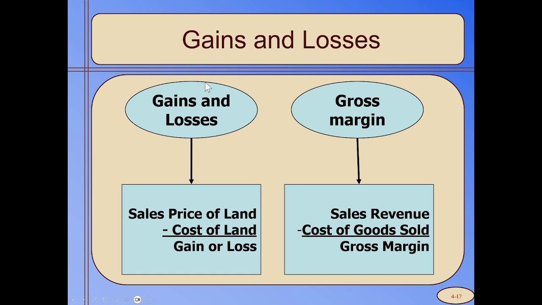So for the gains or losses here, we can understand that this is selling or buying something that is not from the operating activity. Maybe they sell the land, they may sell a car, or maybe they can earn from the interest rate.